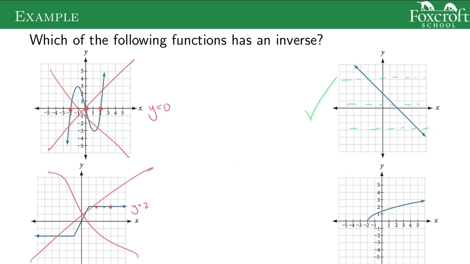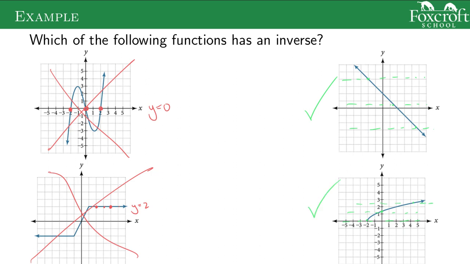Any y value you pick, it only hits your graph once. What about here? I can pick this y value, only one. That only happens once. This one only happens once. All right, so happening once for a y value is fine, as long as it doesn't happen multiple times. So this one also has an inverse.